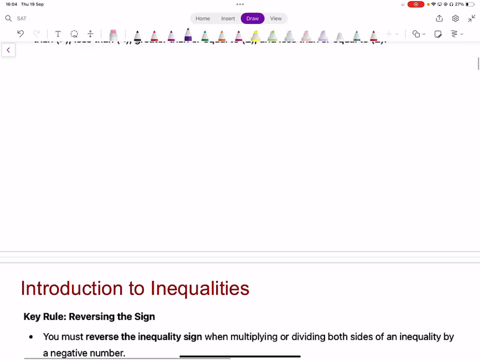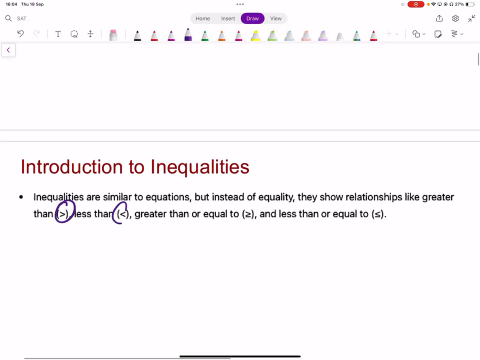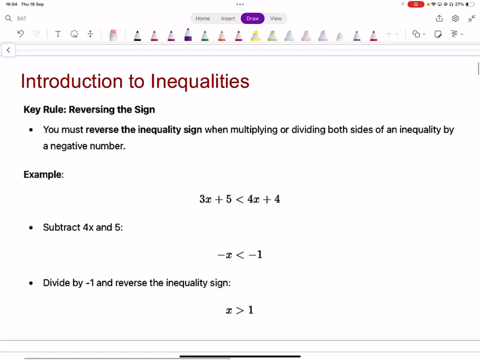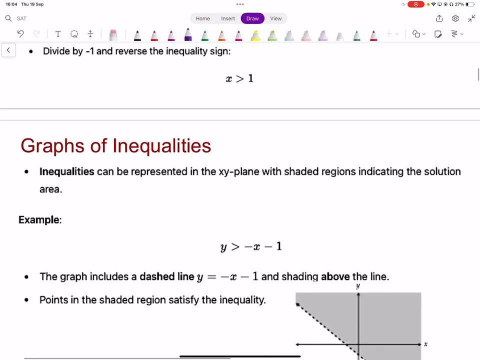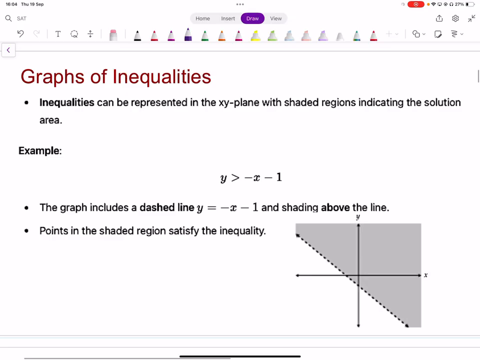Now you could have greater than signs, less than signs, greater than or equal to signs, or less than or equal to signs. These are the 4 possibilities that you have. This property remains the same for all of them. Whenever you multiply or divide by a negative number, the sign reverses. Now, inequalities are often represented in the form of graphs. You will sometimes have graphical representations of inequalities in the question options, and sometimes you can use graphical representation to solve inequalities as well.